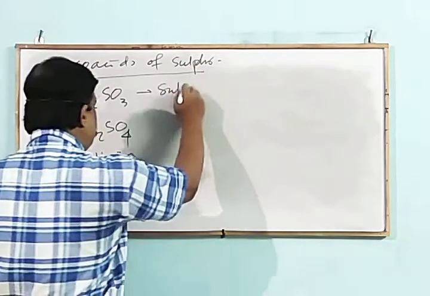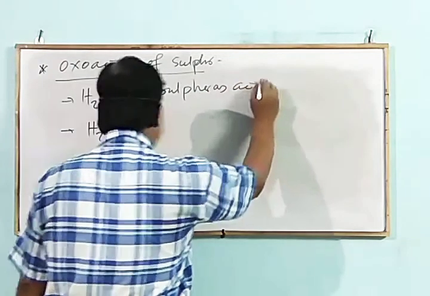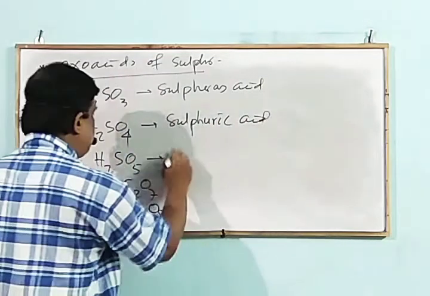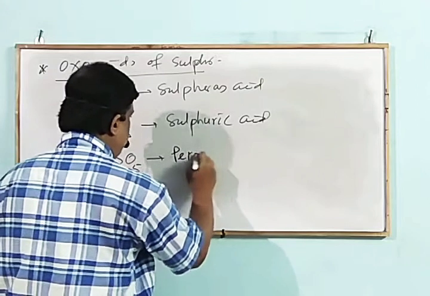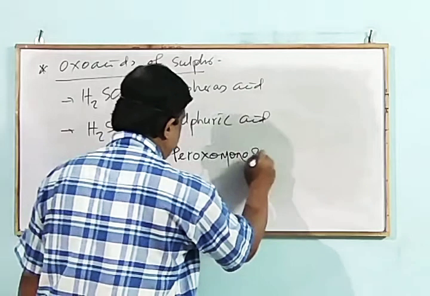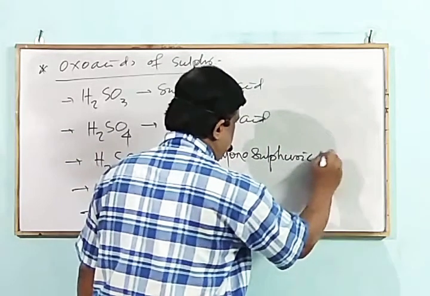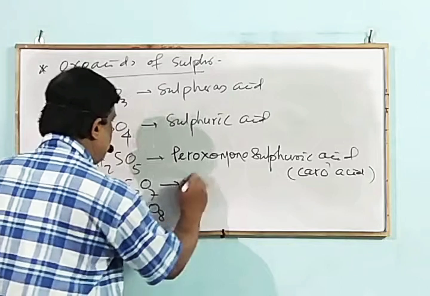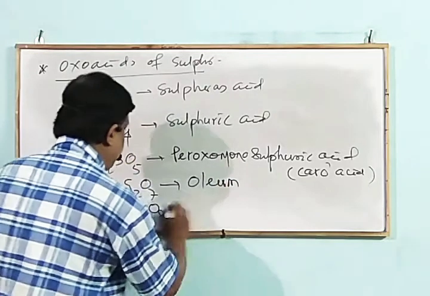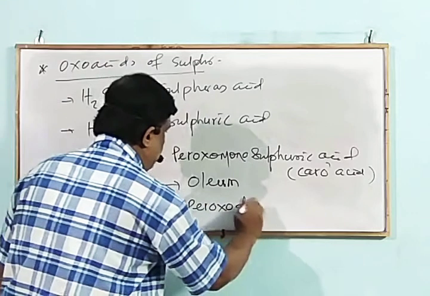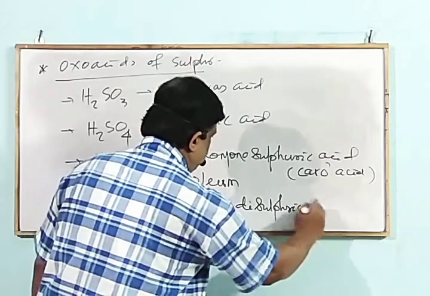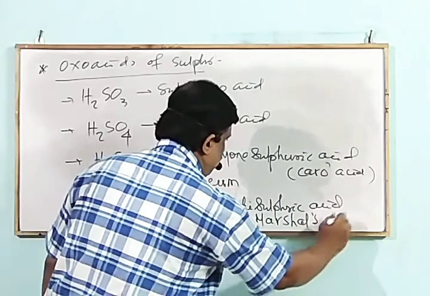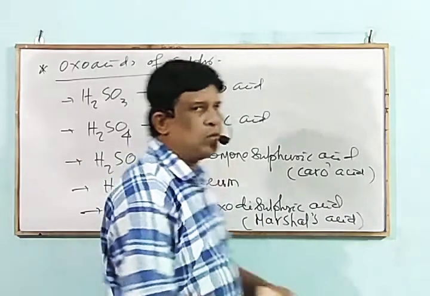Its name is sulfurous acid, its name is sulfuric acid, its name is peroxymonosulfuric acid, other name is Caro's acid, it is oleum, it is peroxydisulfuric acid, or it is known as Marshall's acid. These are some examples of oxoacids.